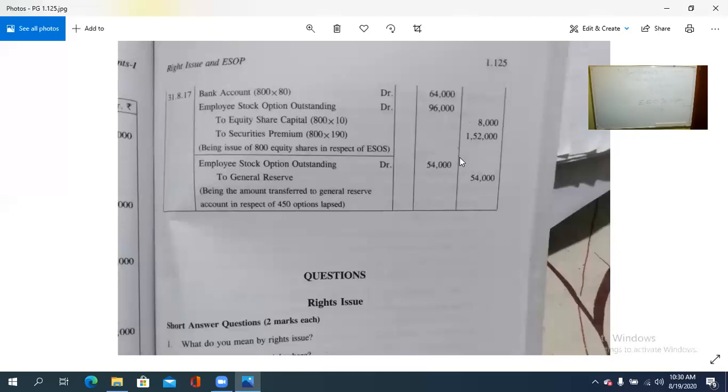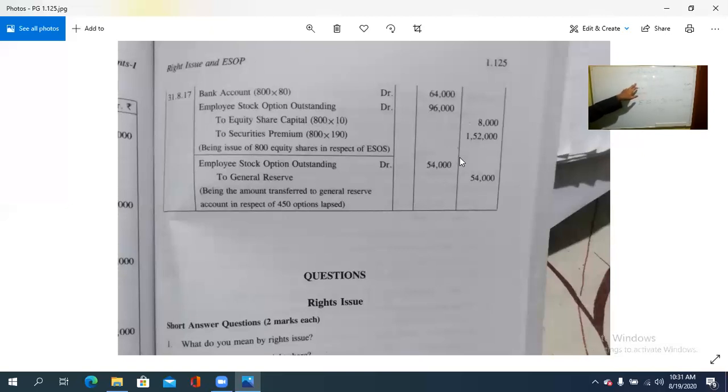800 shares at 10 rupees each. 800 shares are exercised, so that is what to consider. So 800 into 10, how much? 8,000. Then how much more? 800 into 190, because 200 is the market price. So 800 into 190, that is 1,52,000. See, this is the final entry. Bank account debtor, ESOP outstanding. Bank account debtor: 800 shares into the option price, which is 80, isn't it? So 800 into 80, 64,000.